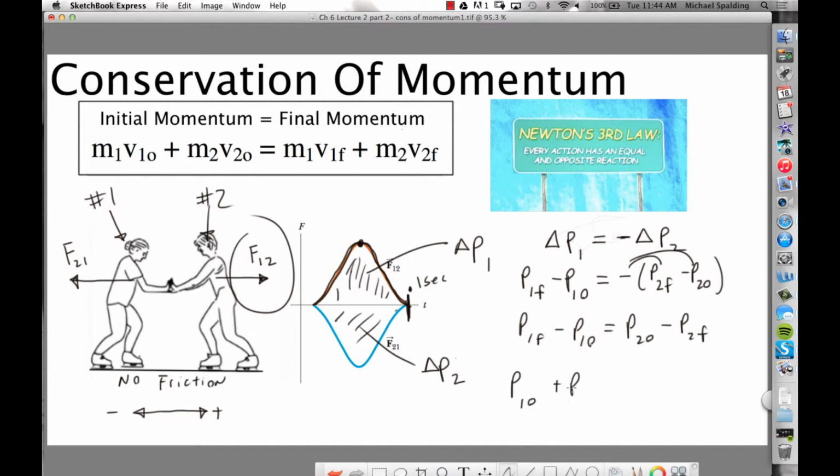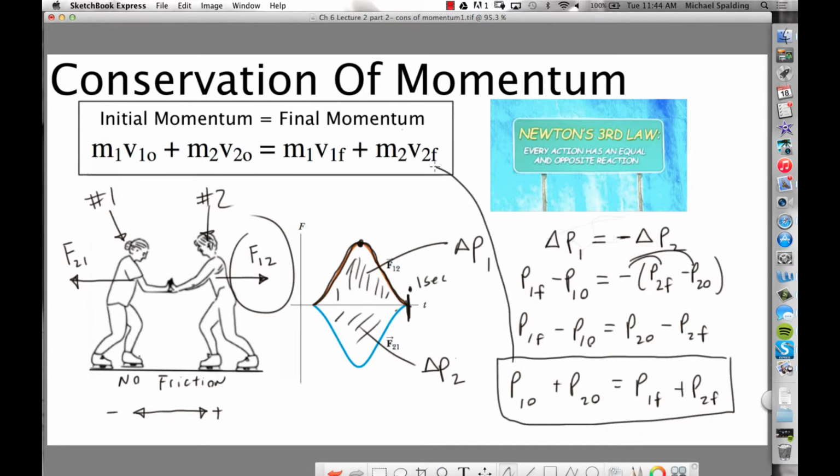Momentum 1 initial plus momentum 2 initial equals momentum 1 final plus momentum 2 final. What is this equation right here? It is the conservation of momentum equation.